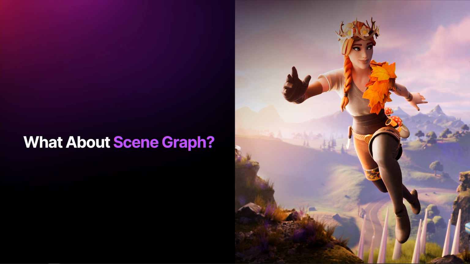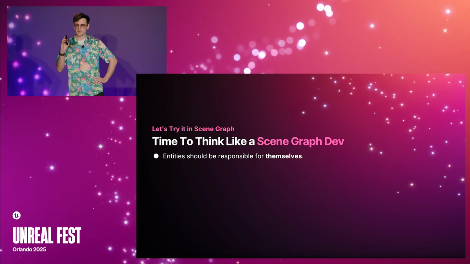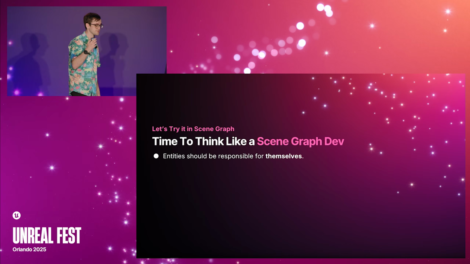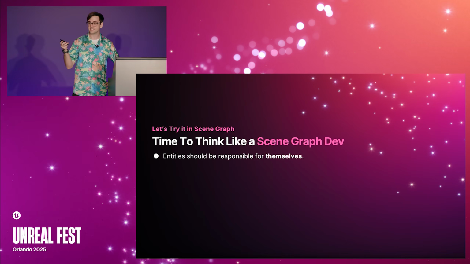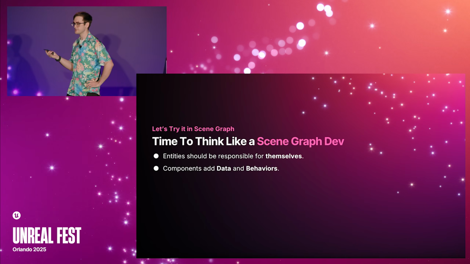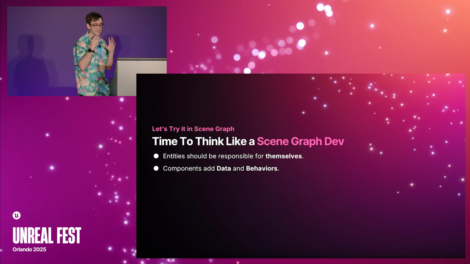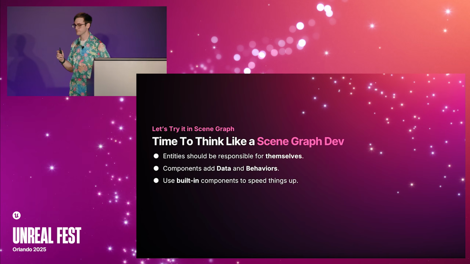So here's the big draw. What about scene graph? So we're going to take off our UEFN hats right now, our traditional Verse device-driven hats, and we're going to put on our scene graph hats. It's time to think like a scene graph dev. So instead of being controlled through a central device, a central system of managing objects in the world, entities should be responsible for themselves. Components that you add to those entities add data and add behaviors that add on to that entity in a compositional way.